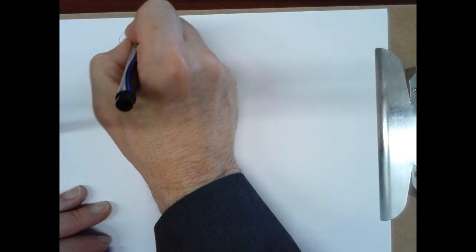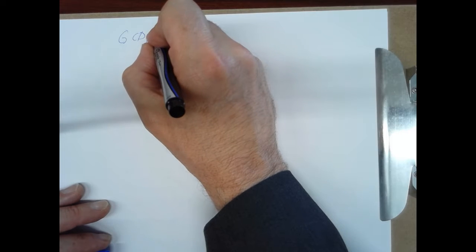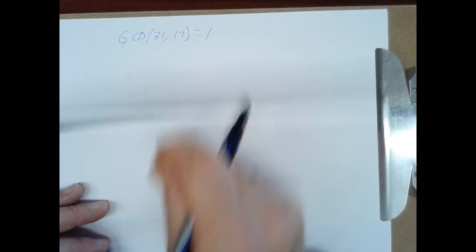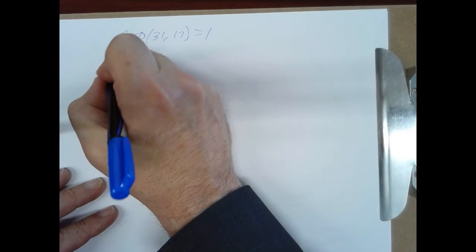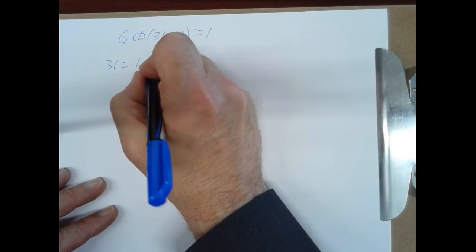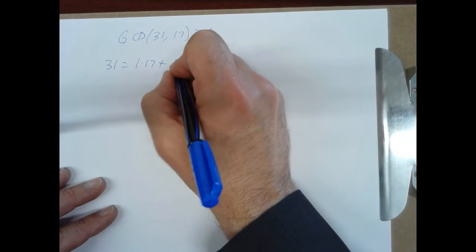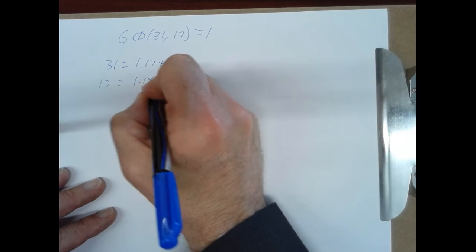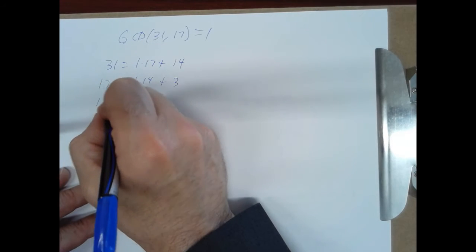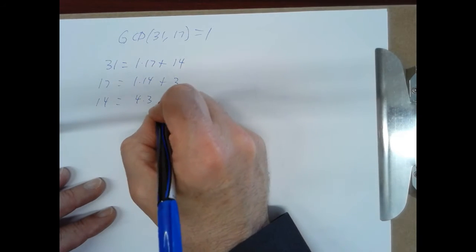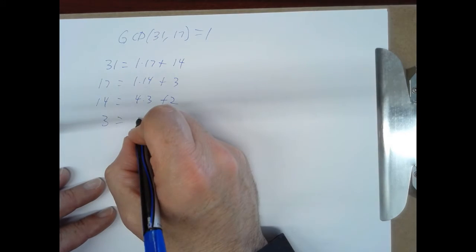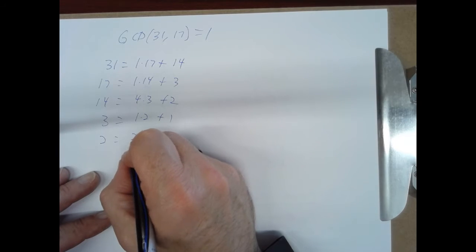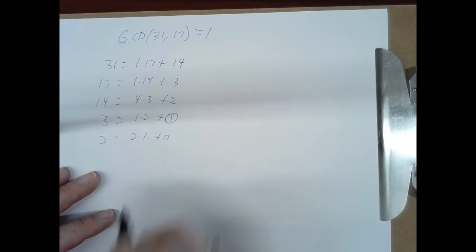So GCD of 31 and 17 should be equal to 1. So let's see if this works. 31 equals 1 times 17 plus 14. 17 equals 1 times 14 plus 3. 14 equals 4 times 3 plus 2. 3 equals 1 times 2 plus 1. 2 equals 2 times 1 plus 0. So there's your GCD.